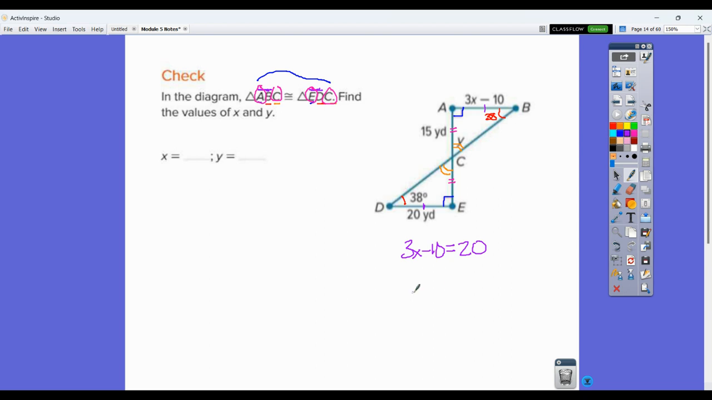Okay. Now let's come back to this x. I would add 10 to the other side. That would give me 3x is equal to 30. Divide by 3, we get x is equal to 10. So if I want my x value, it's 10.